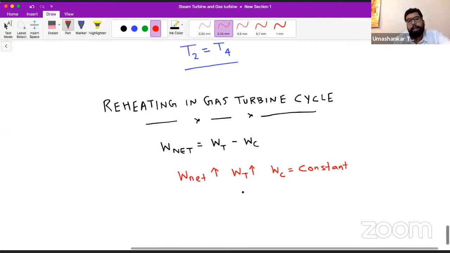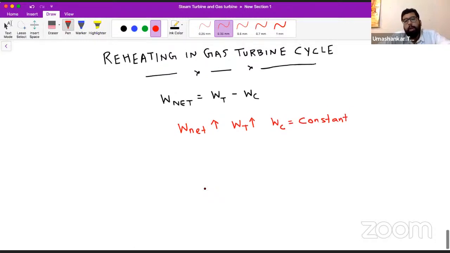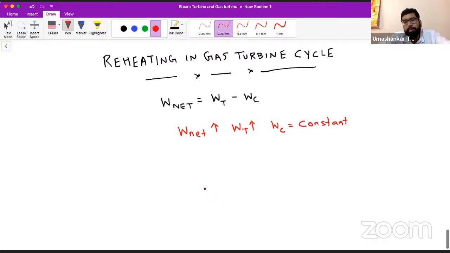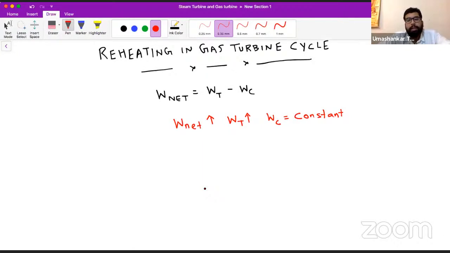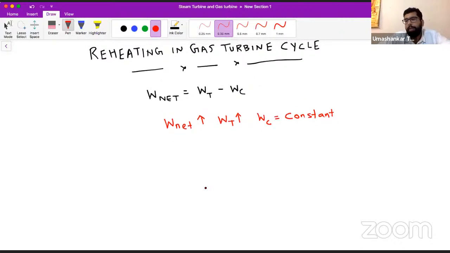The working fluid is mostly air, because this Brayton cycle we usually use in aircrafts. Network done is increased in the case of reheating because the turbine work increases, because of this increase of turbine work.